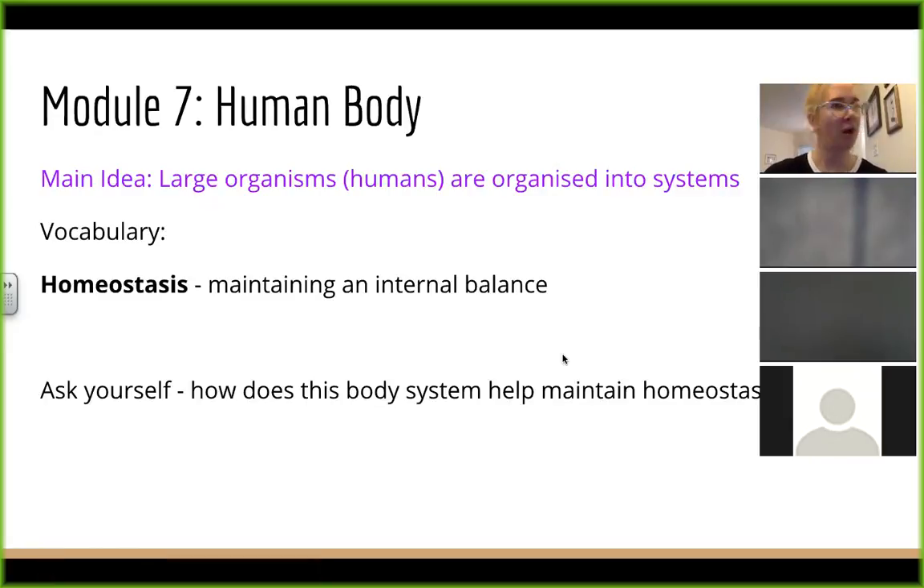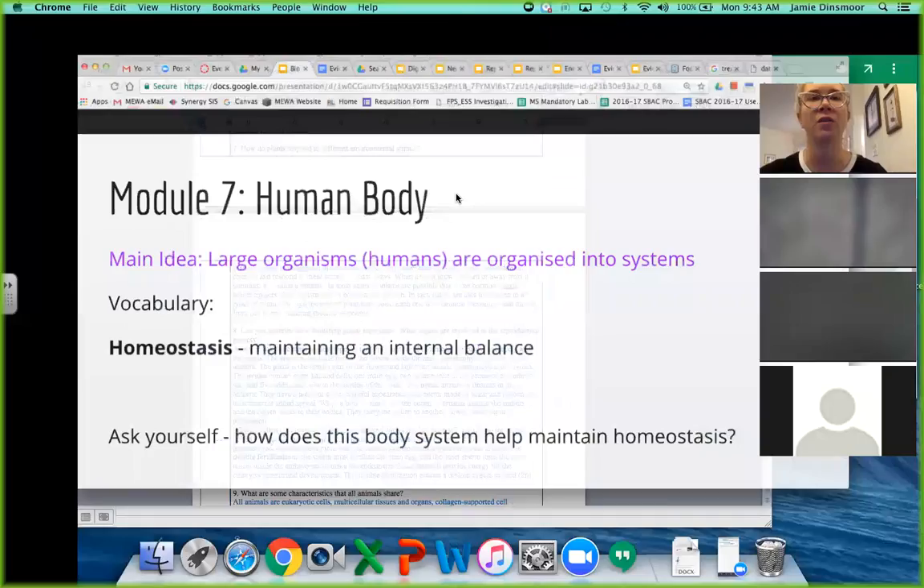Module 7, human body. I have not outlined and written anything out really for this unit yet, because a lot of you are still in it, and I want you to try to do this on your own, right? The main idea here is that large organisms, multicellular organisms like humans, are organized into systems. Plants are also organized into systems. They look a little different. So really, what we want to think about too, actually, this is a good thing. I probably should have added this before. I just thought of it.